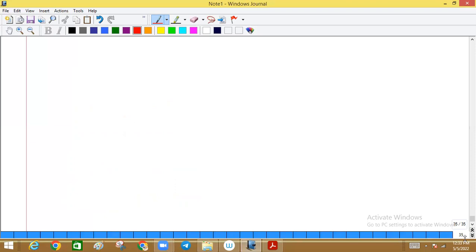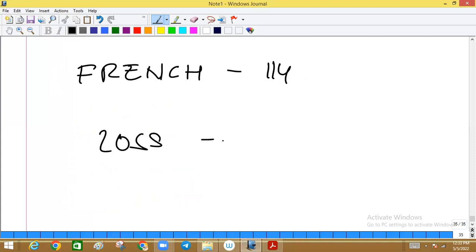Again, a moderate question, not a difficult question. So write down. In a certain code language, FRENCH is coded as 114. The moment you see this question, what kind of coding is it? Forward coding or reverse coding? LOSS is coded as 47. And how is COURSE coded?